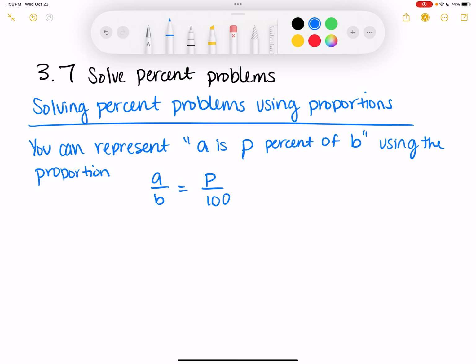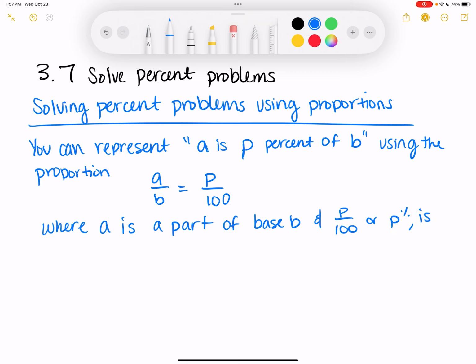But anyways, where A is a part of base B and P over 100 or P% is the percent.